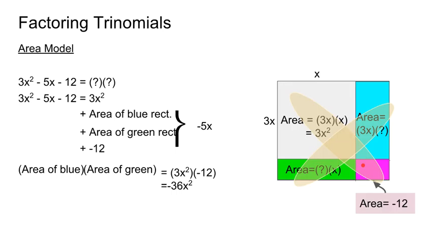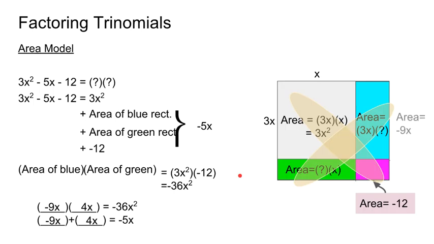So we can use that information because now we know that whatever the area of the blue rectangle is, when you multiply it by the area of the green rectangle, it's negative 36x squared. And when you add them together, it's negative 5x. So we know that negative 9x and 4x multiply to negative 36x squared and also add to negative 5x. So we can put that in. So the area of the blue is negative 9x. The area of the green is going to be 4x.